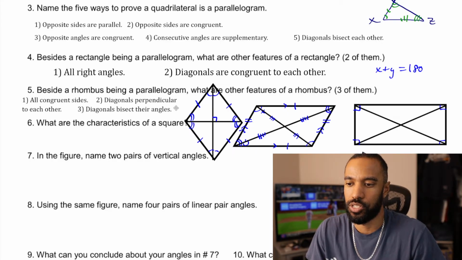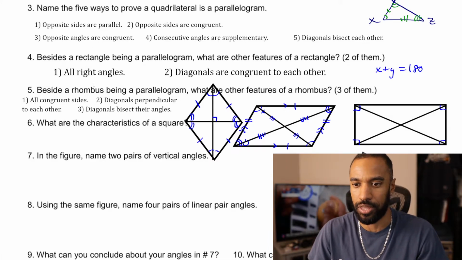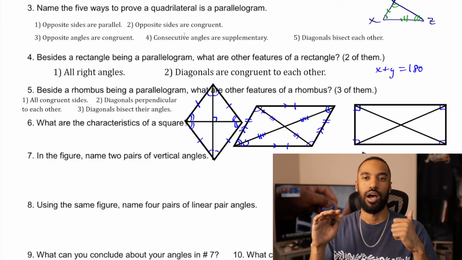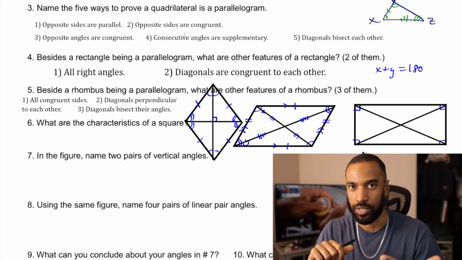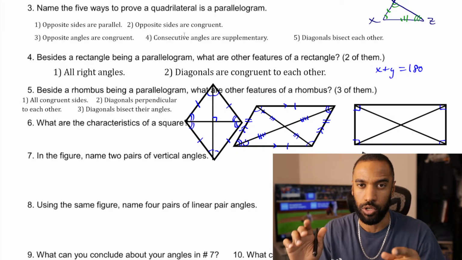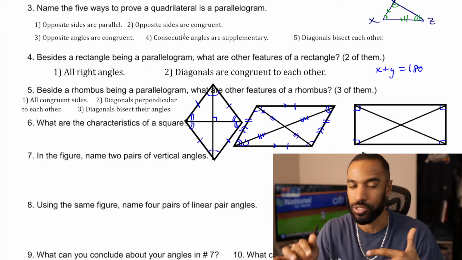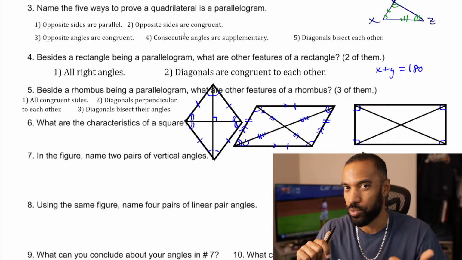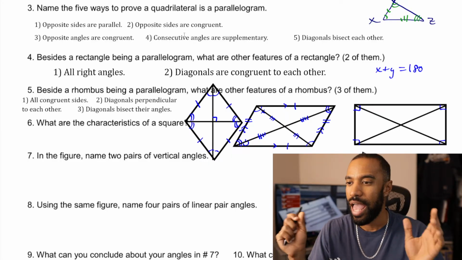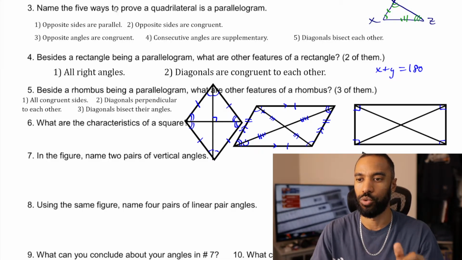All right, what are the characteristics of a square? Let's just name the ones that define the square as opposed to everything, because here's the thing. A square has all of these things. A square has opposite sides parallel and congruent. Actually, it has all sides congruent, by the way. It has opposite angles congruent, consecutive angles supplementary. It has all angles congruent, just like the rectangle. Diagonals are congruent to each other, bisect their angles, and are perpendicular to each other as well. Everything that you have for all of these here are all true for the square.